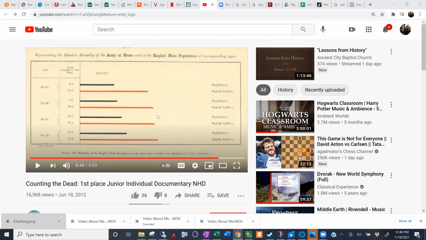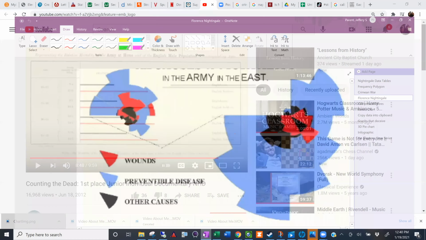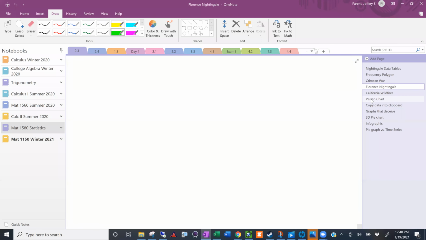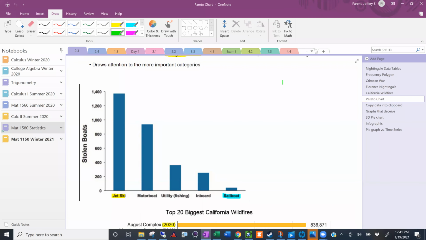Okay, so let's go back though and talk about other ways you can present data. Now, one of the ways you can present data, not prevent data. I don't think there's any way we can prevent data. We're really good at creating data as humans.